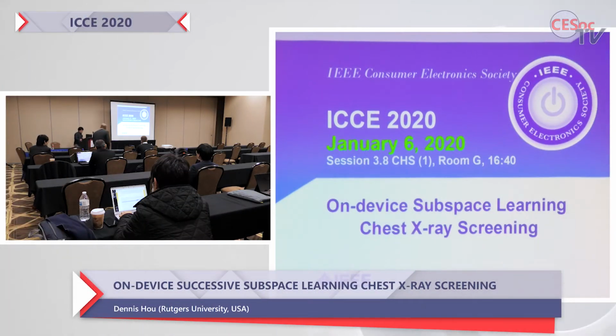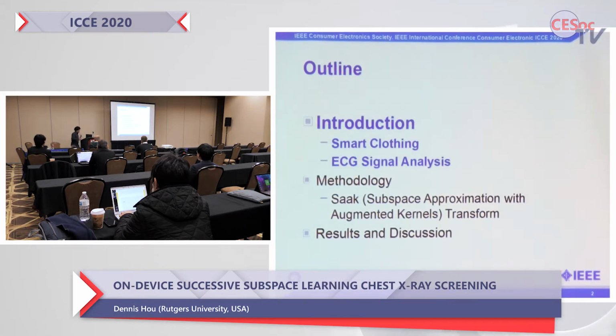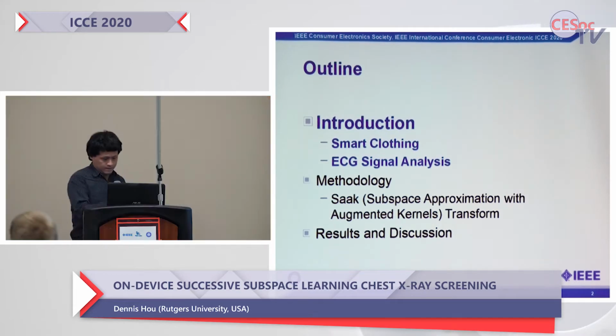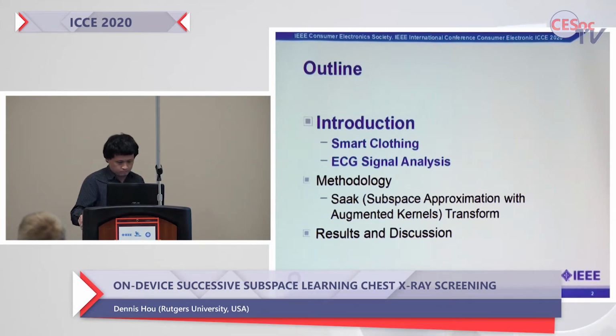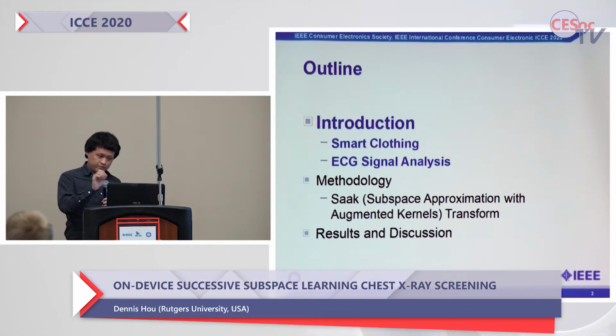So the topic is on-device subspace learning with chest X-ray screening. The broad context is smart clothing and medical devices that are wearable. But the main contribution here is the application of something that we refer to as the SOC transform, which we did not develop, but this is, to my knowledge, the first time it was applied for this particular application.